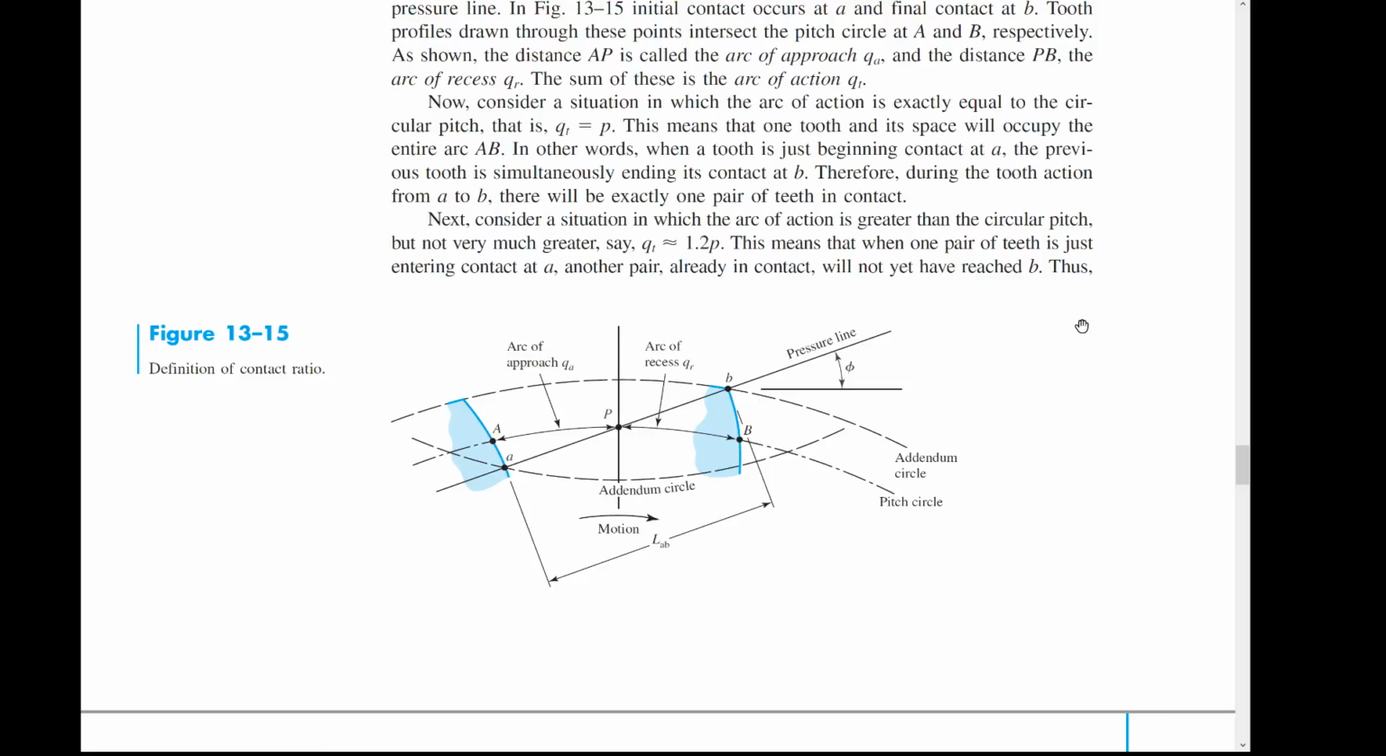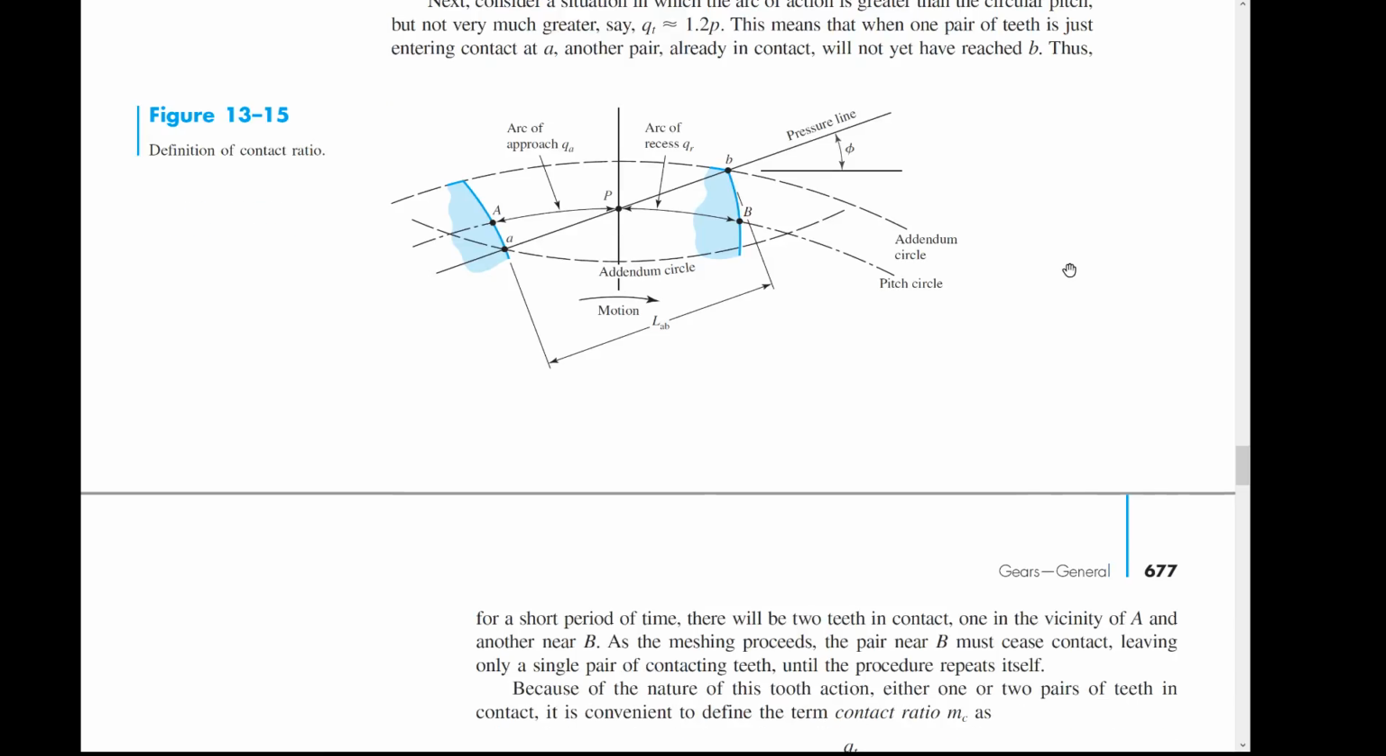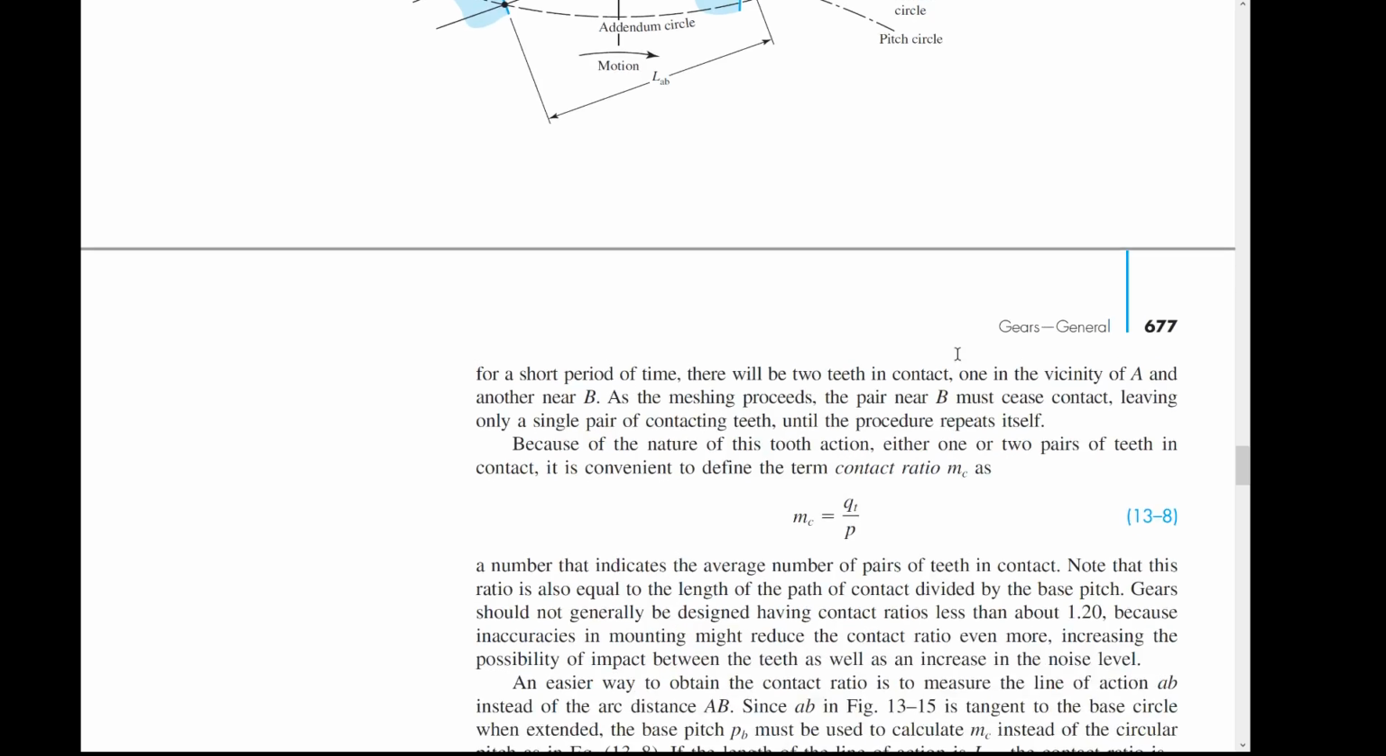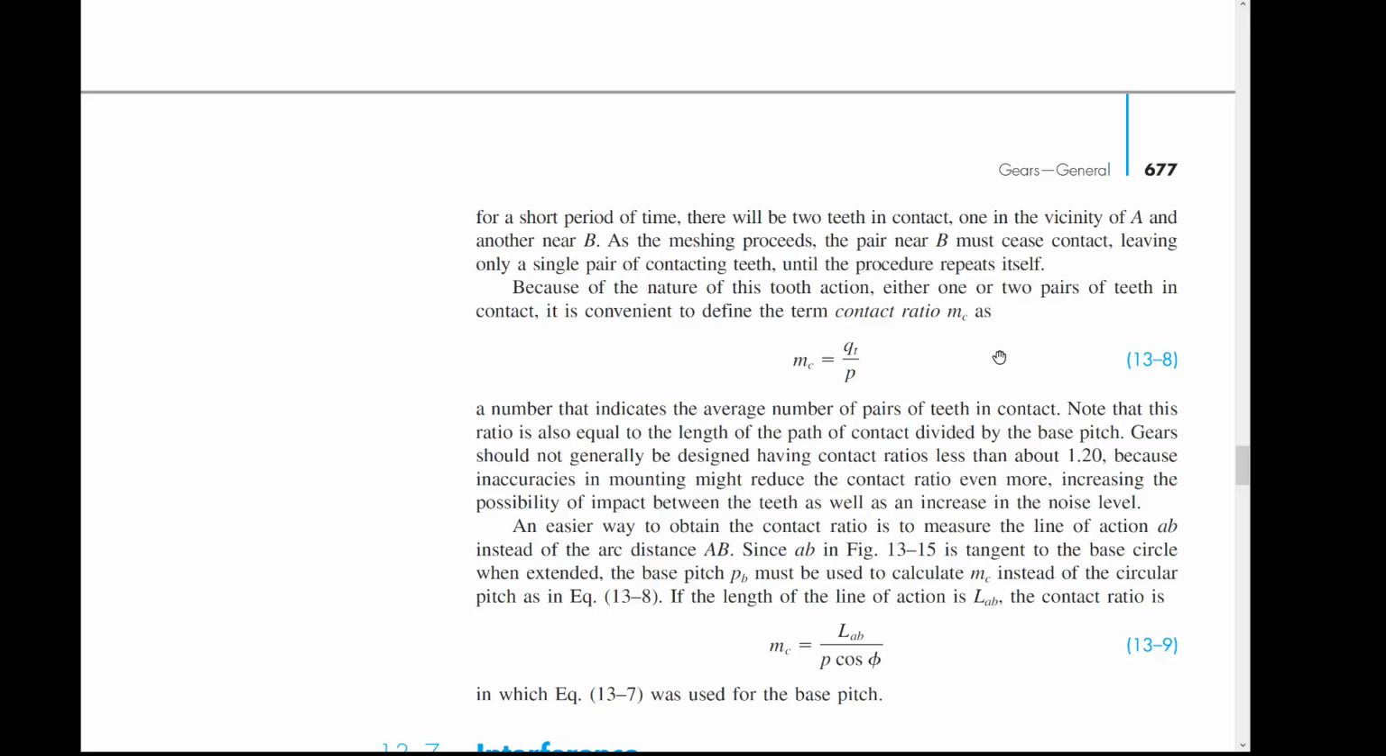Next, consider a situation in which the arc of action is greater than the circular pitch, but not very much greater, say 1.2 P. This means that when one pair of teeth is just entering contact at A, another pair already in contact will not yet have reached B. Thus, for a short period of time, there will be two teeth in contact, one in the vicinity of A and another near B. As the meshing proceeds, the pair near B must cease contact, leaving only a single pair of contacting teeth until the procedure repeats itself.